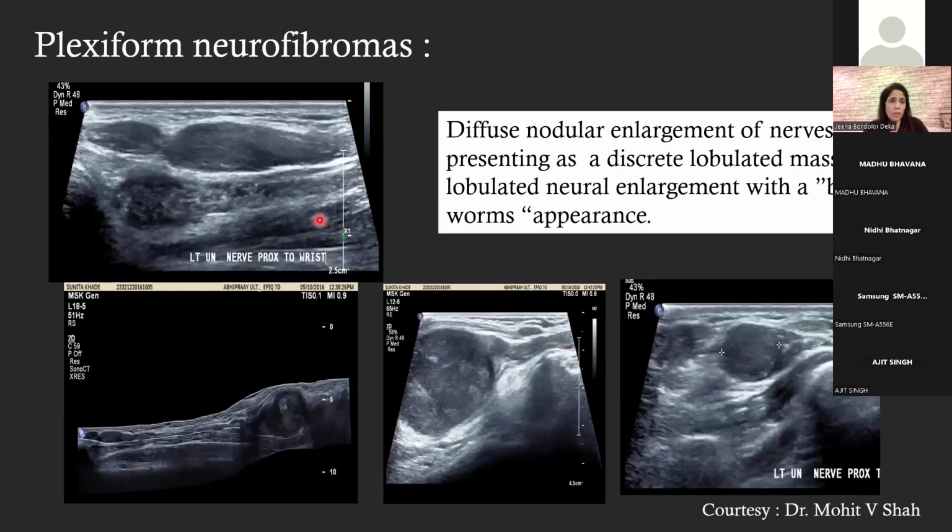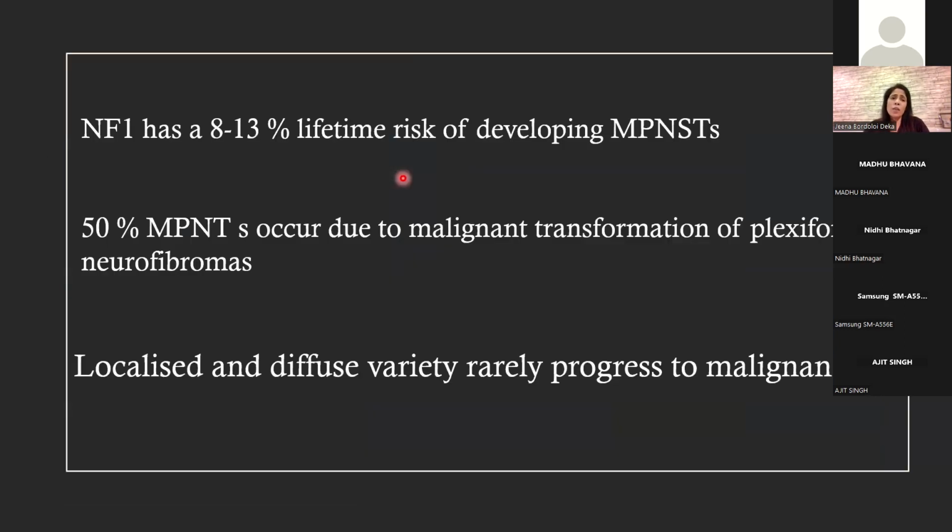So I don't have a case of plexiform neurofibromas, and I borrowed this from Dr. Mohit. Plexiform neurofibromas are diffuse enlargement of large segments of nerves, which present as discrete lobulated masses, or they can give lobulated neural enlargements with a bag-of-worms appearance. It is very important to remember that neurofibromatosis type 1 has an 8 to 13% lifetime risk of developing malignant PNSTs. Of them, the plexiform neurofibromas are the ones which usually undergo malignant transformation, and the localized and the diffuse varieties rarely progress to malignancy.